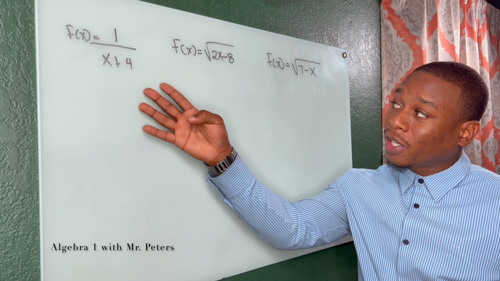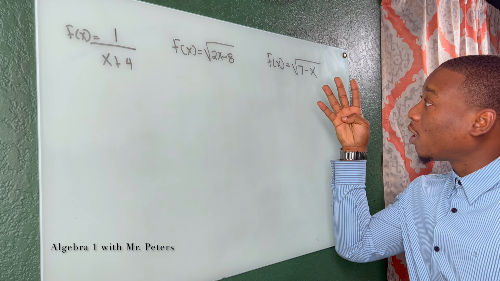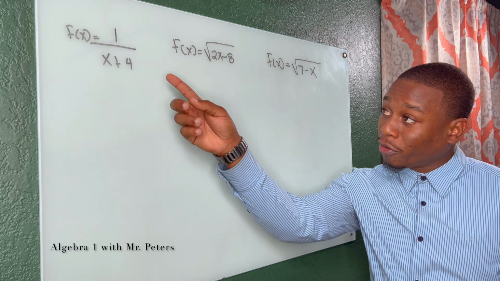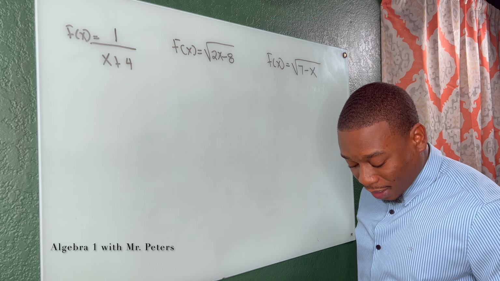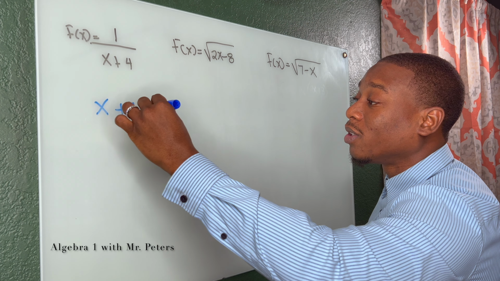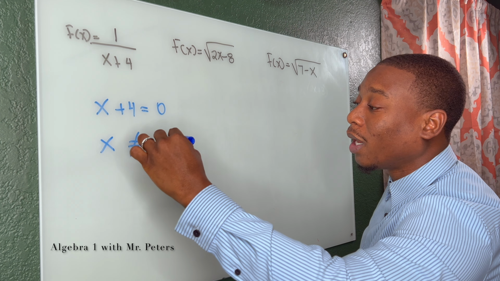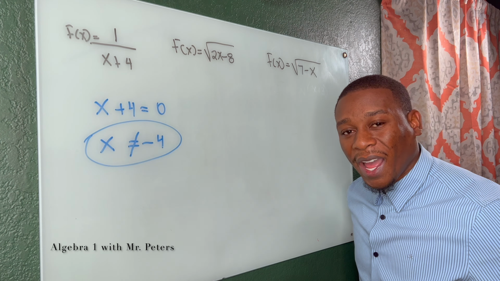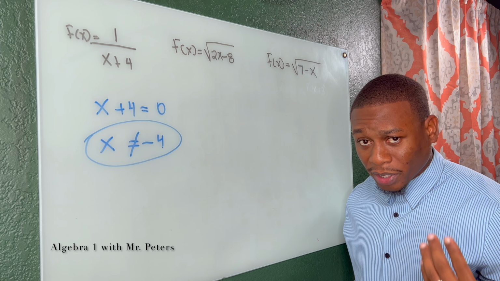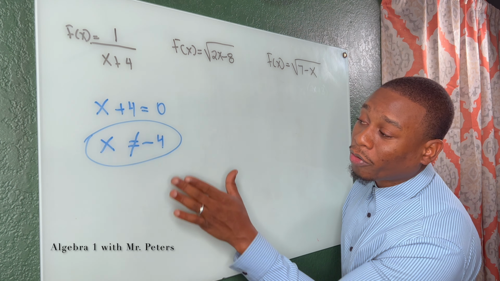So now we're on to the section where we're talking about domain of functions that have fractions and square roots, radicals. So what we need to do, if we're talking about the first example, is set this equal to 0 and solve. x plus 4 is equal to 0. We know that x cannot be equal to negative 4. Why? Because if we have a 0 in that fraction, it's not going to be a function. It's going to be undefined. So any other value is going to work apart from this.